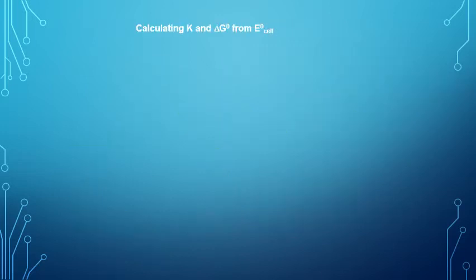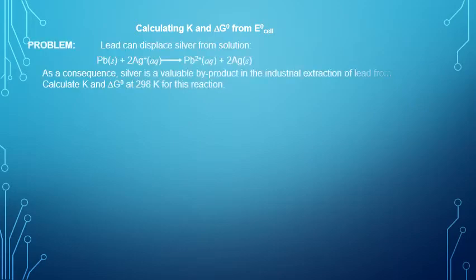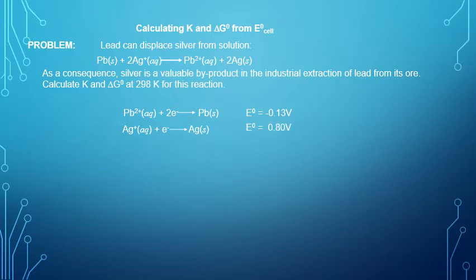So let's look at an example problem here for calculating K and delta G from our Ecell value. We have lead can displace silver from solution: Pb as a solid plus 2Ag+ forms Pb2+ and 2Ag as a solid. So the first thing we need to do is set up our half reactions. I have Pb2+ plus 2 electrons forms Pb as a solid, with an E value of negative 0.13, and Ag+ plus e- forms Ag as a solid, and the E for that is 0.8.